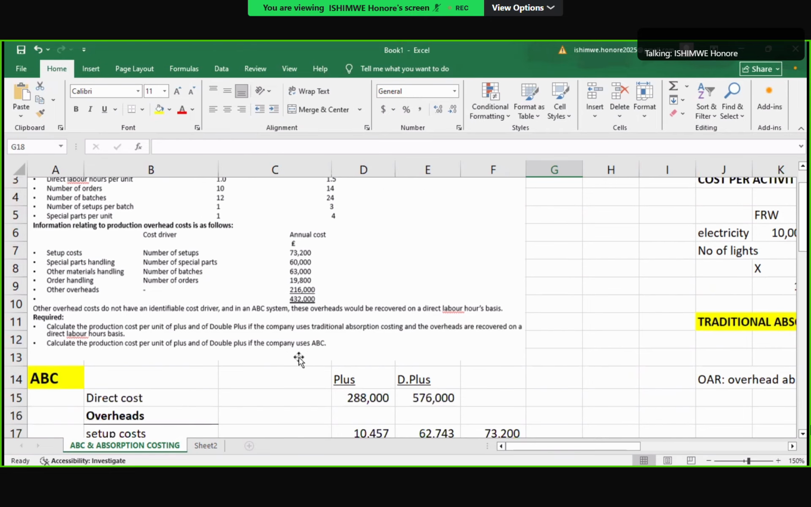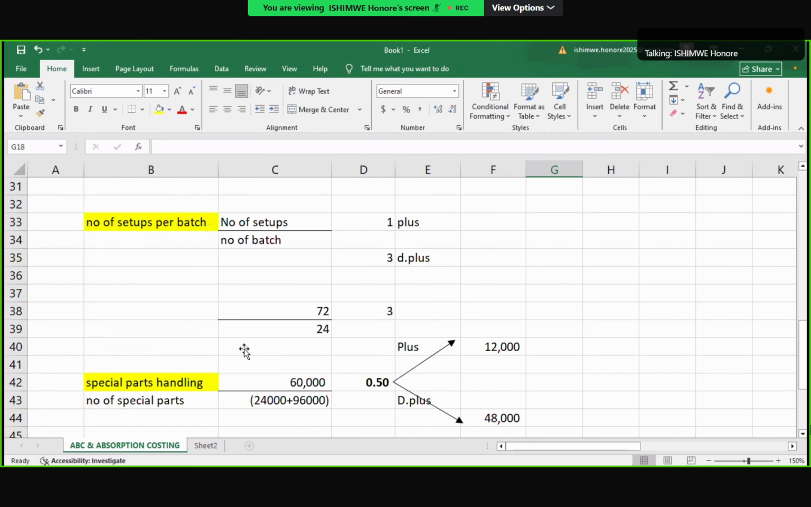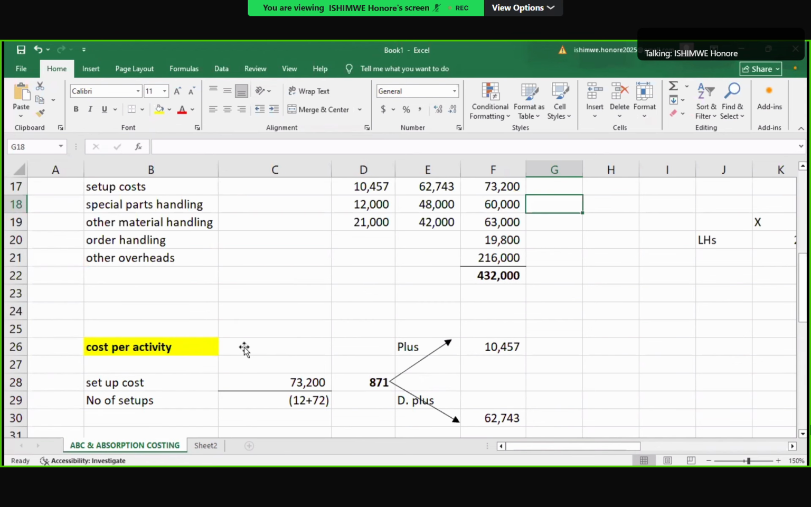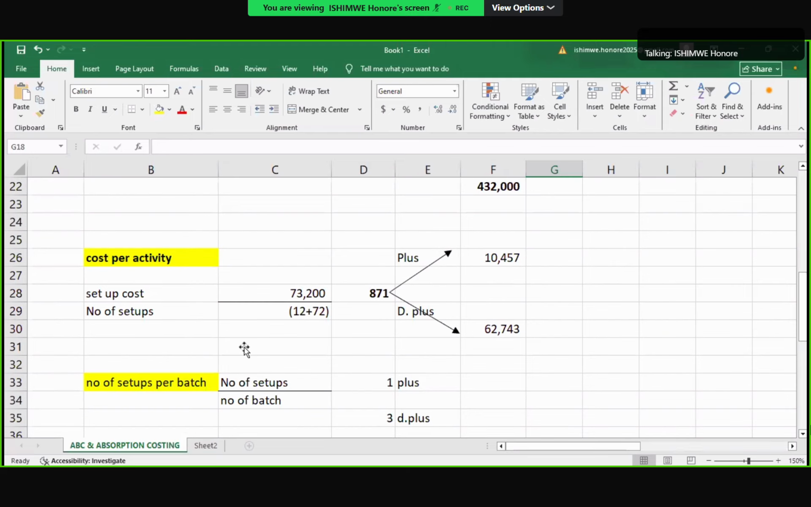If you want to understand something, that is really what will help you all the time. Whenever you have challenges in understanding, oh, I have this, but I don't know what should happen next. This is number of setups per batch. We're going to analyze it one by one. What does number of setups per batch mean to me?